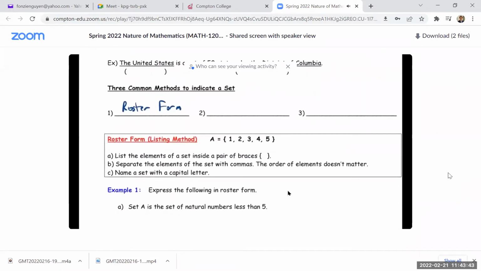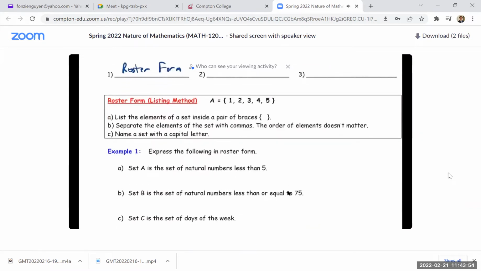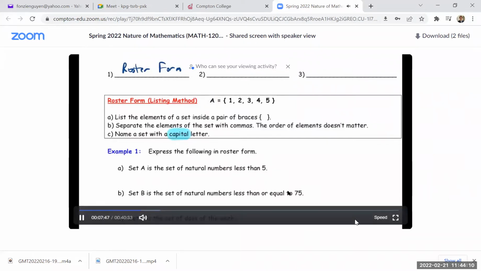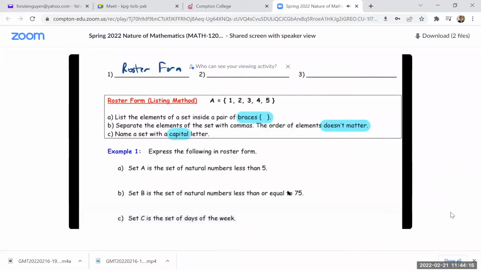I have a question. Could it be more than 4? Yes, it can be more than 4, definitely. It can even be infinite. There are also infinite sets. And the name of a set is always a capital letter. See how capital A is the name of the set. It could be capital B or capital C, but it just has to be a capital letter. So those are the 3 things that you want to make sure you have in a set: a capital letter name, braces, and commas.